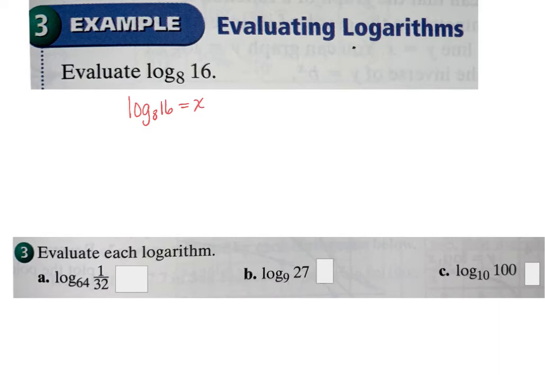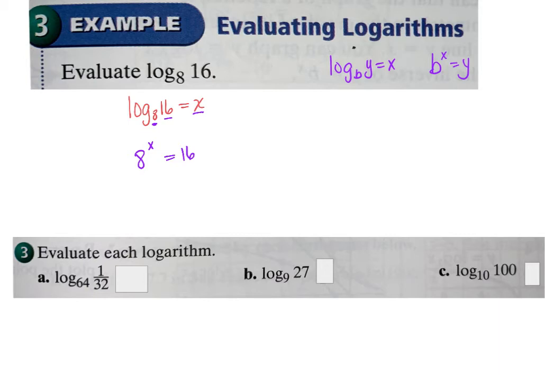So think about exponential form. Log base b of y equals x can be written as b to the x equals y. All right, so I'm going to rewrite this. I'm going to say b, that's 8, to the x power, that's my exponent, equals my y, 16. Now, 8 to a power does not equal anything, but they have common bases. 2 can be taken to a power to get 8, and 2 can be taken to a power to get 16.